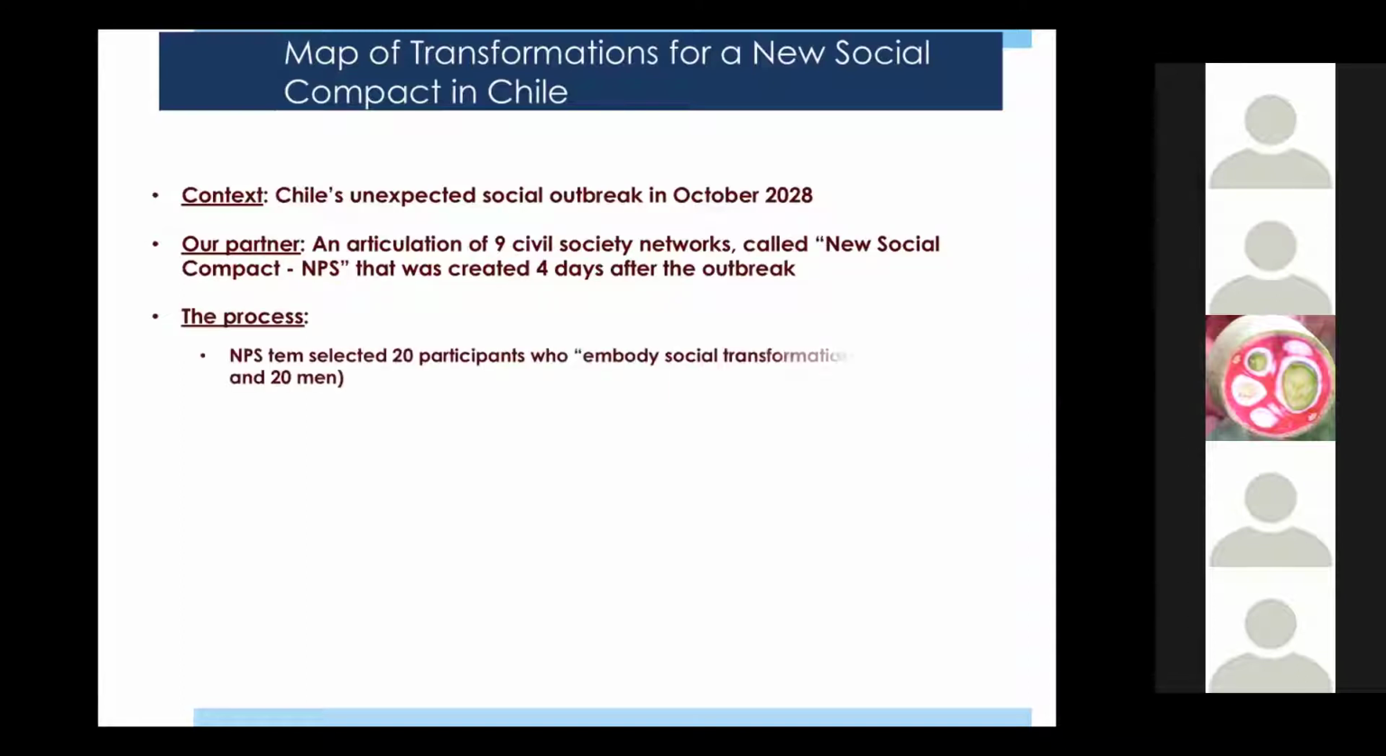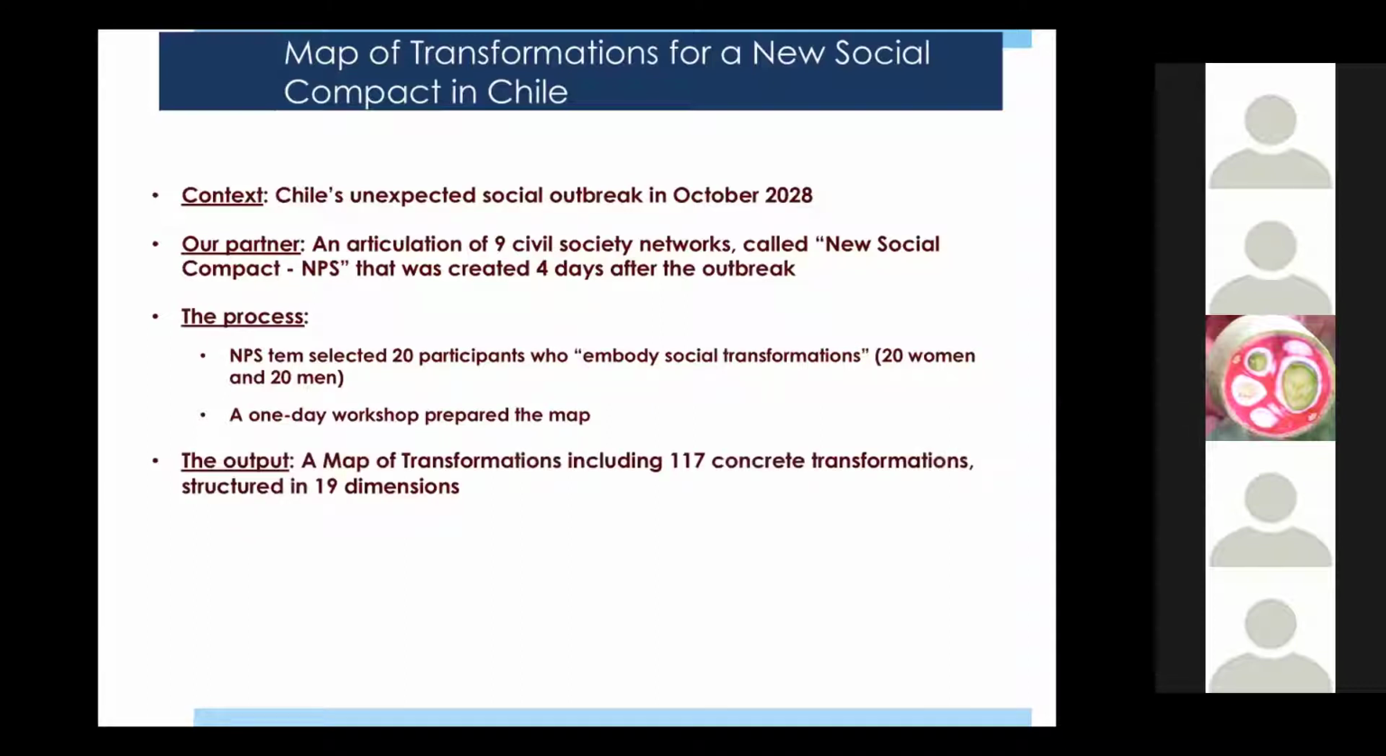The process: the team selected 20 participants who embody social transformation, 20 women and 20 men, and a 1-day workshop prepared the map of transformations. The output: a map of transformations including 117 concrete transformations structured in 19 dimensions.